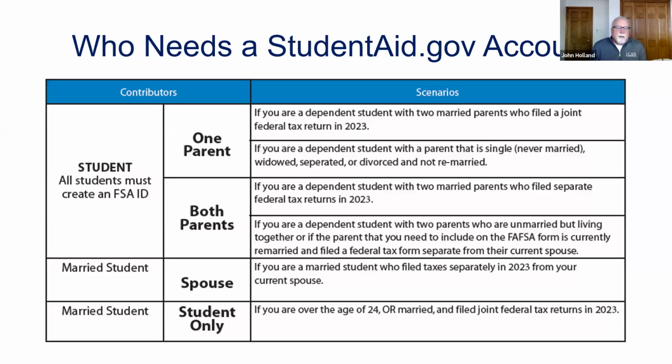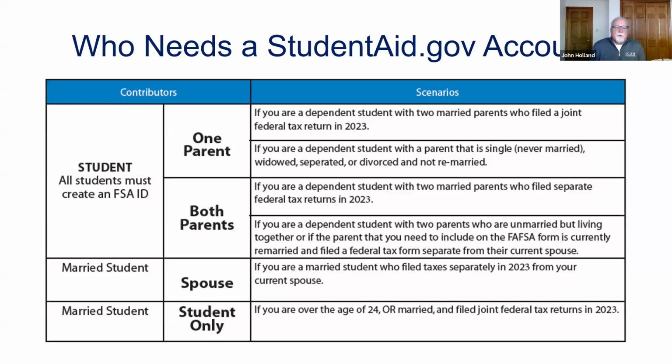So notice on the left it says the student. All students must create a studentaid.gov account. It used to be called the FSA ID. Now only one parent would need to create a studentaid.gov account if the student has two married parents who filed a joint tax return, or if it's a single parent. Now, if the parents did not file jointly in 2023, then each parent would need a studentaid.gov account.